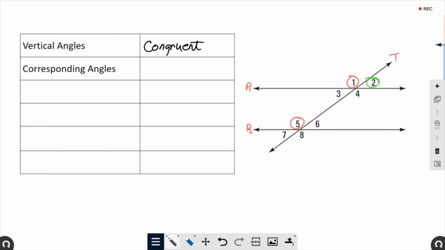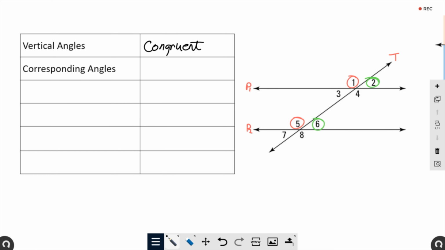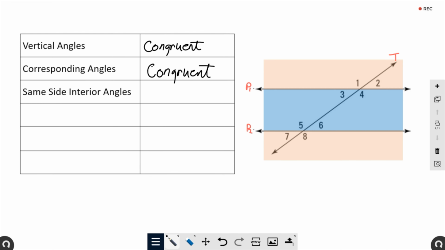Also, I could look at angle 2. Angle 2 is in the top right of parallel line 1 and the transversal. So if I look at parallel line 2 and the transversal, top right would be angle 6. Angle 2 and angle 6 are corresponding angles. Corresponding angles are also always congruent to one another.